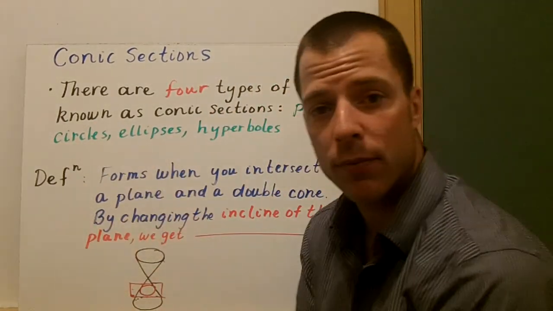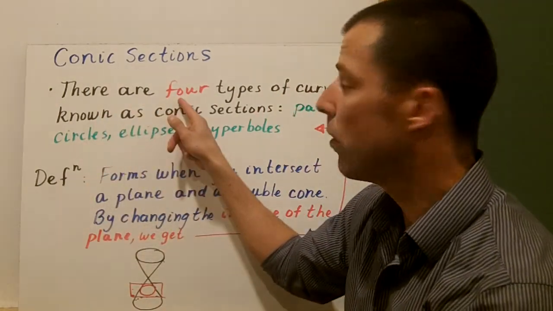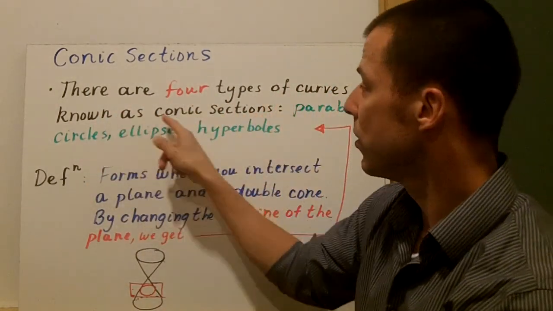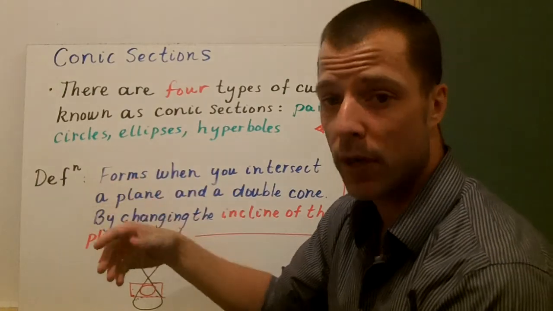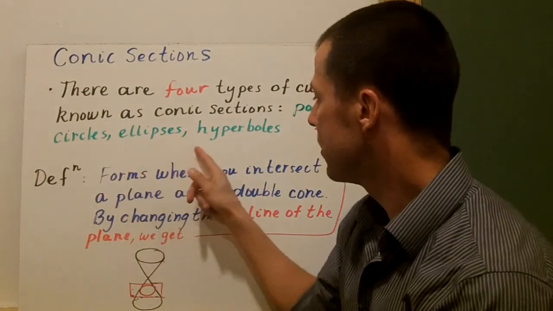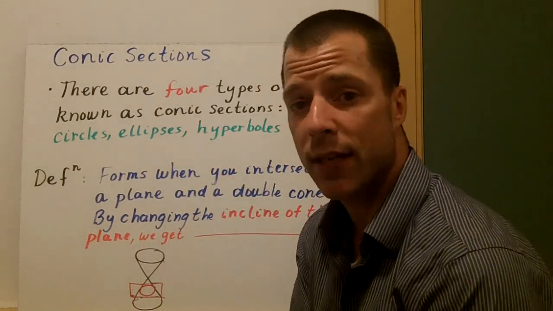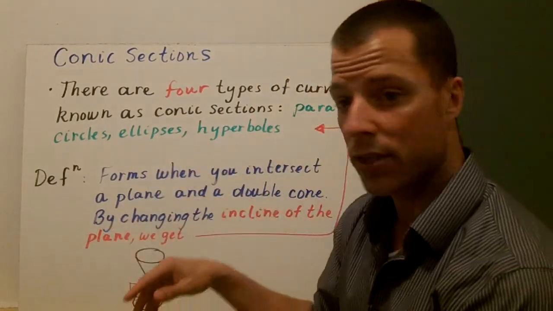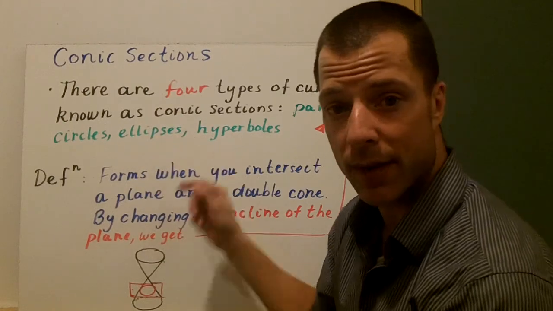A couple things that are important to know about conic sections. There are four types of curves known as conic sections. They are parabolas, circles, ellipses, and hyperbolas. So in the next several videos, that's what we're actually going to discuss: parabolas, circles, ellipses, and hyperbolas.